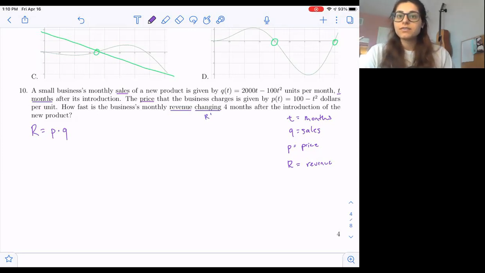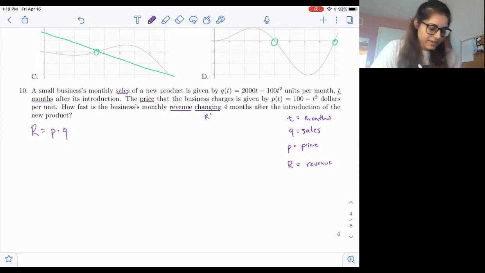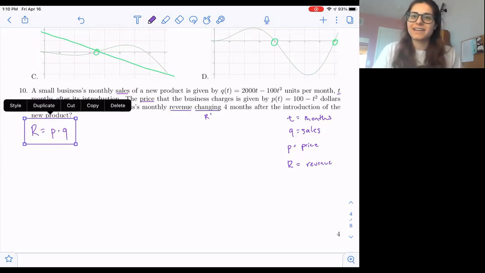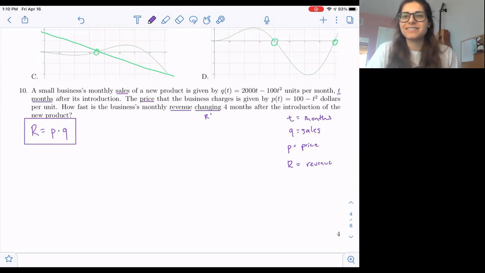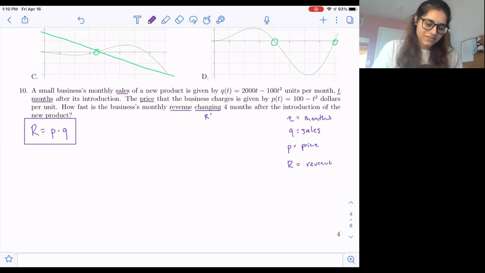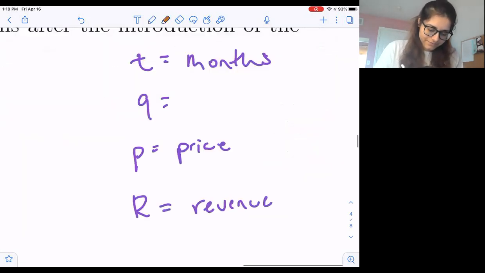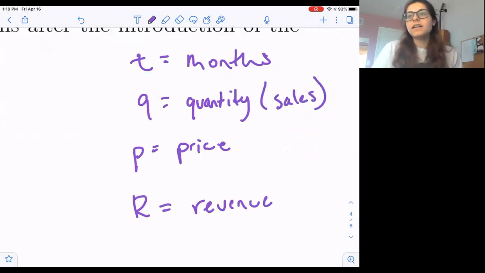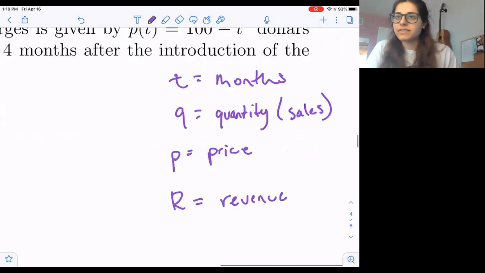Okay, so revenue equals P times Q. That is something you should memorize. I know I'm always saying don't memorize this, but memorize that one. I guess you can use logic, but R equals PQ. Revenue equals price times sales, or quantity, I should say. Think of Q as quantity. They don't necessarily tell us that, but you can think the number of sales you make is equivalent to the quantity.